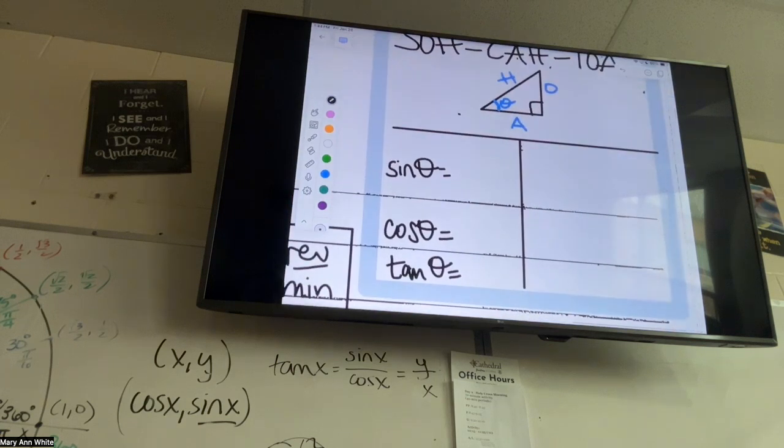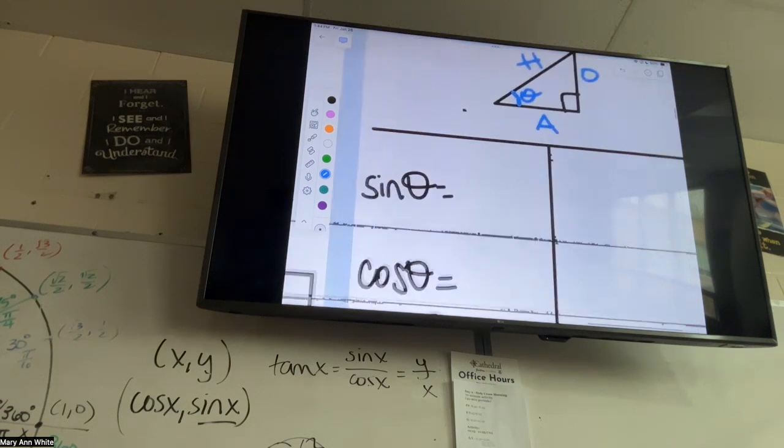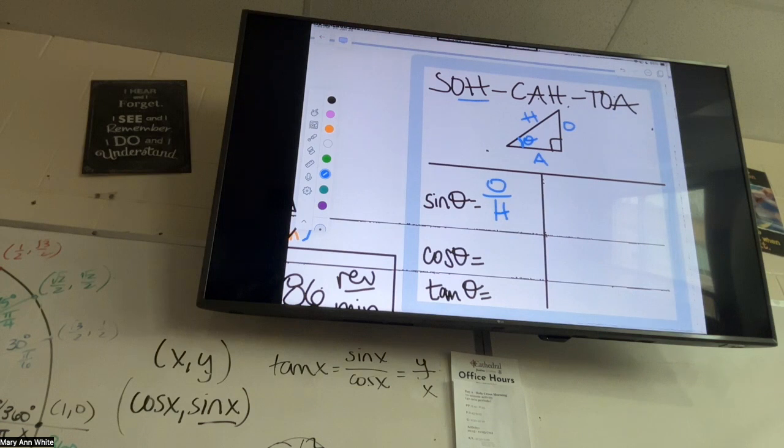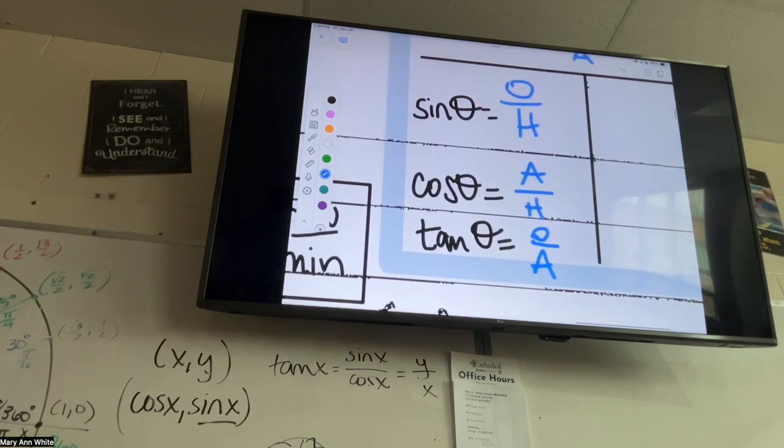So if I look at my shape, do you remember what my sine is? Is it O, A, H? Which combination? What order? What is sine? O over H. Good. O over H, which is why we write it so. What's cosine going to be? A over H. Good. And then last, tangent is O over A. These are my ratios that happen when we're doing our trig functions of sine and cosine and tangent.